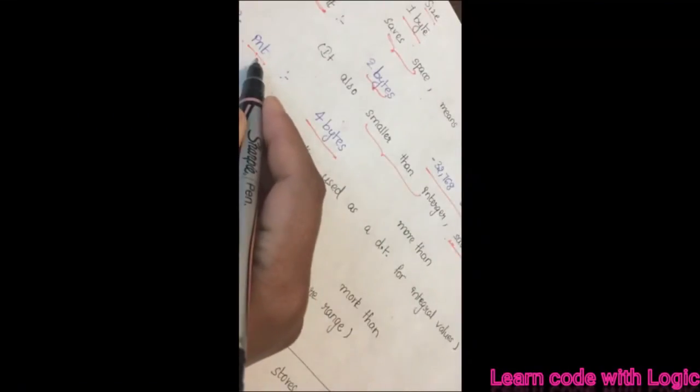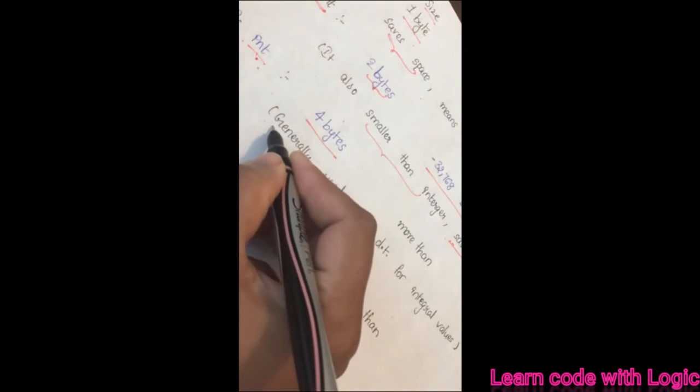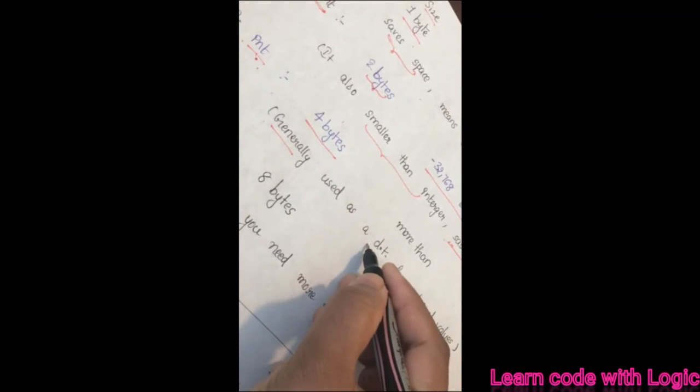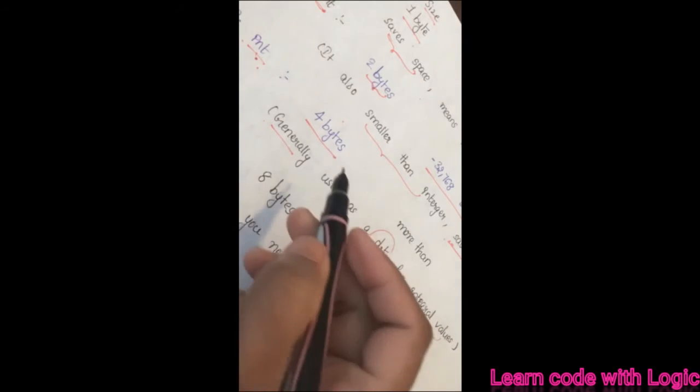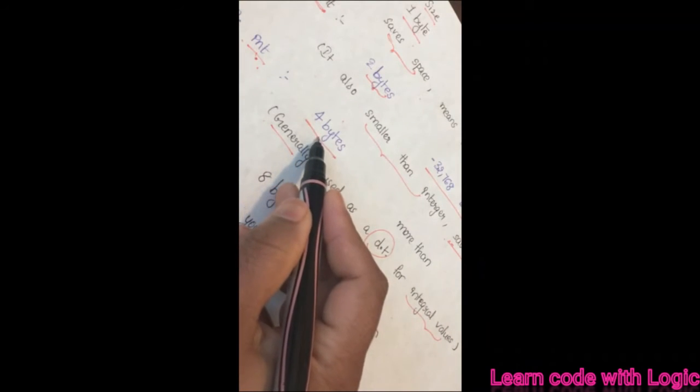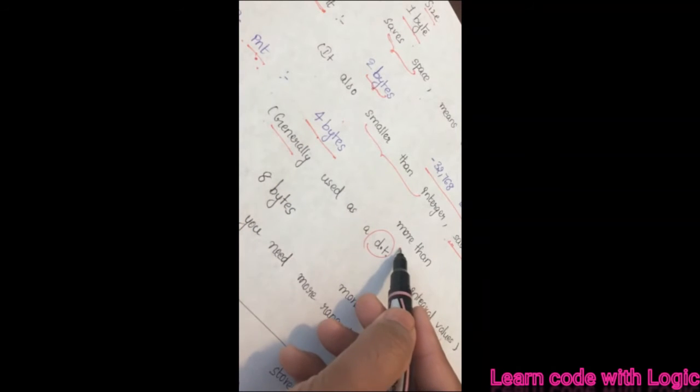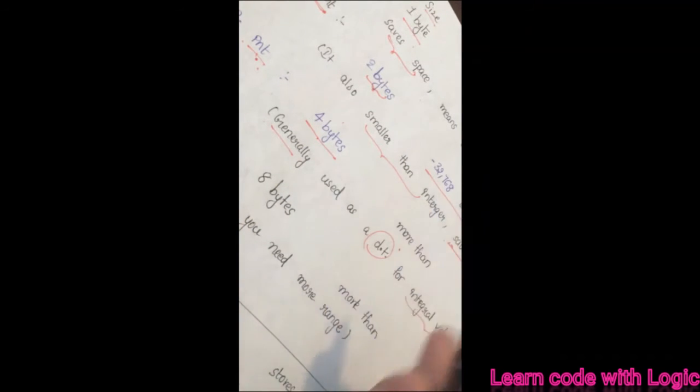Now let's see the integer data type. This is the most popular and generally used data type in Java for storing integral values, meaning whole values. This integer occupies 4 bytes and it stores more numbers than short and byte.